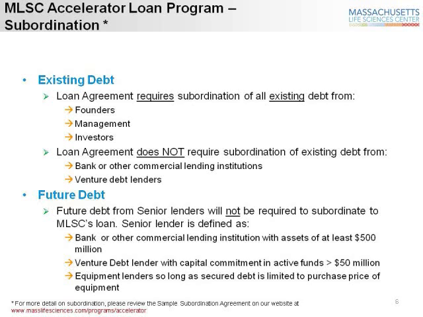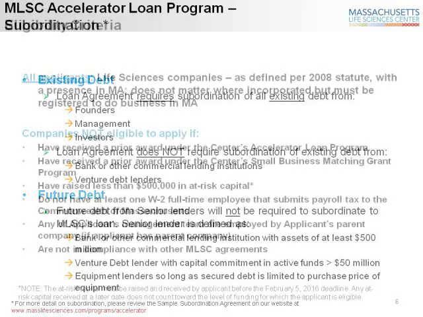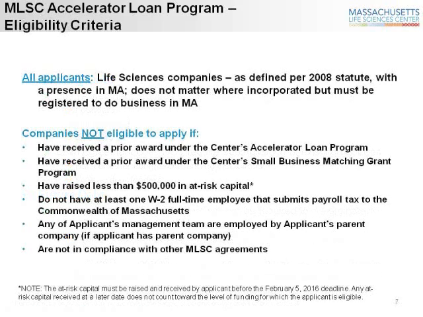We also require subordination, however, from future debt, and you will have to notify us about all future debt. In the case of senior lenders, we will not require you to subordinate that to our loan, and senior lenders are defined as bank or commercial lending institutions with assets of at least $500 million, venture debt lenders with capital commitment in active funds greater than $50 million, and equipment lenders so long as the secured debt is limited to the purchase price of the equipment.